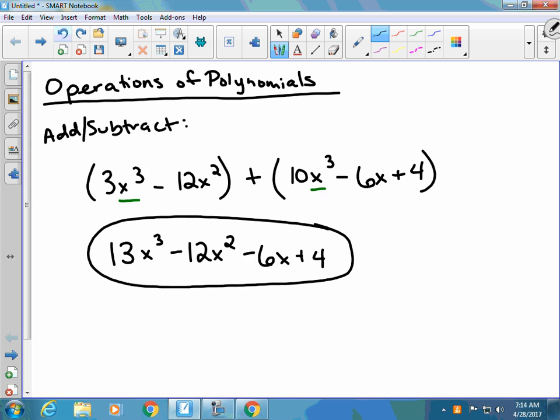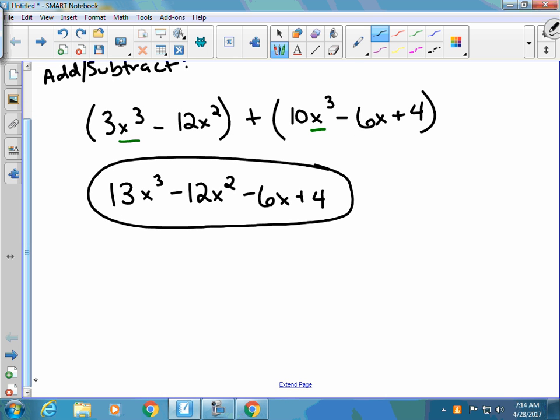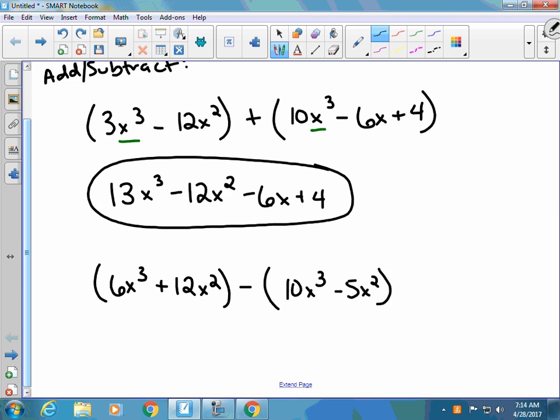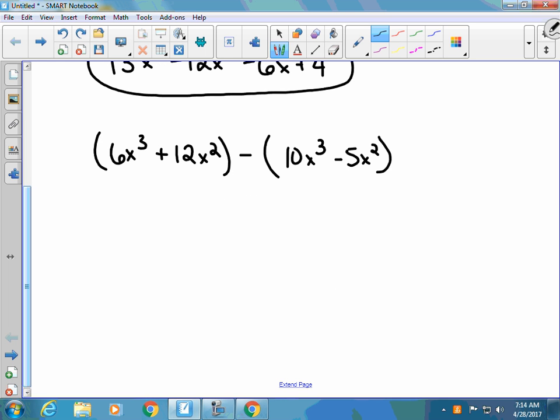Now, if you're subtracting, a lot of people get confused with this. We'll just do a quick one here. So 6x to the third plus 12x squared minus 10x cubed minus 5x squared. All right, so we're just doing a quick one here. So notice I've got the x cubes are the same, and then I've got the x squareds as the same.